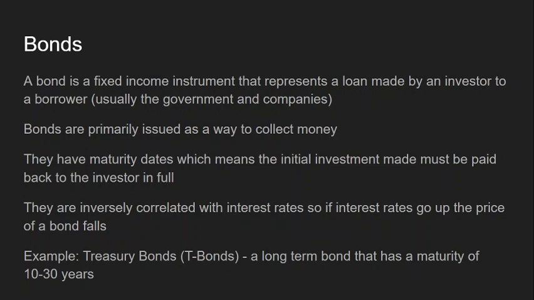Bonds are inversely correlated with interest rates, which means if an interest rate goes up, the price of a bond falls. An example of a bond in the US would be a treasury bond, or a T-bond for short. T-bonds are a long-term bond that have a maturity of 10 to 30 years.